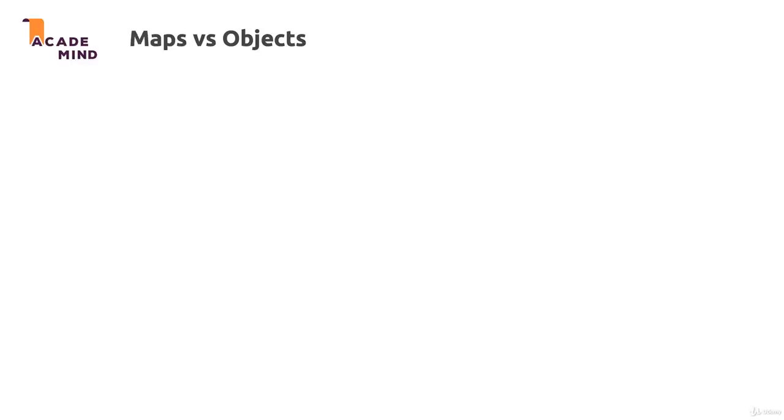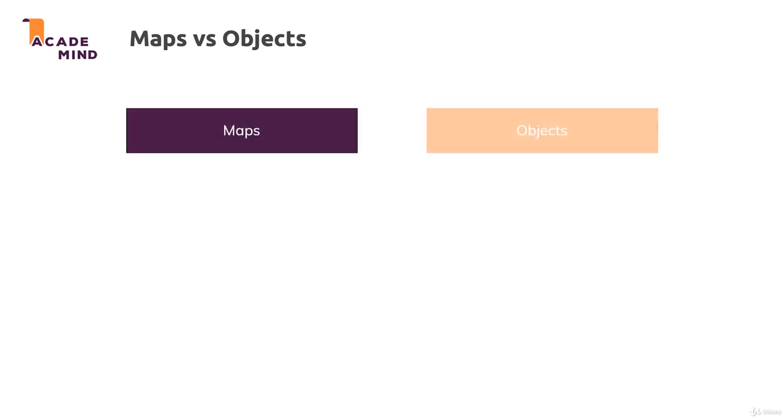So as you can tell, maps in a way are pretty similar to objects, which of course raises the question, when should you use which? So let's compare the two.